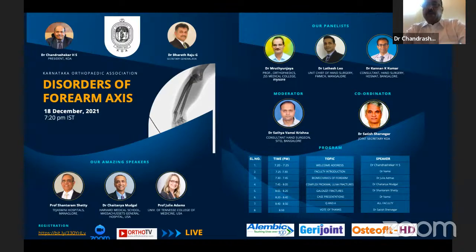Among the speakers, we have Dr. Shantaram Shetty, a senior-most professor who is still active in his profession and very active in teaching and academic activities. He is a teacher. I studied under him; I did my DRTO from his professorship. He is a teacher from Mangalore, Karnataka. He needs no introduction; everybody here knows him. And we are fortunate to have Dr. Shantaram Shetty.